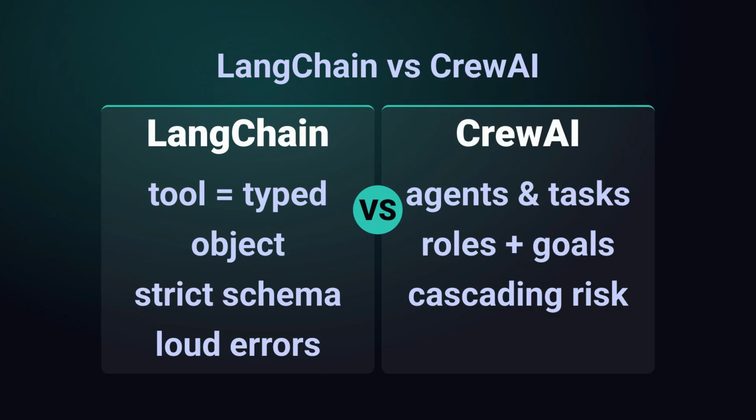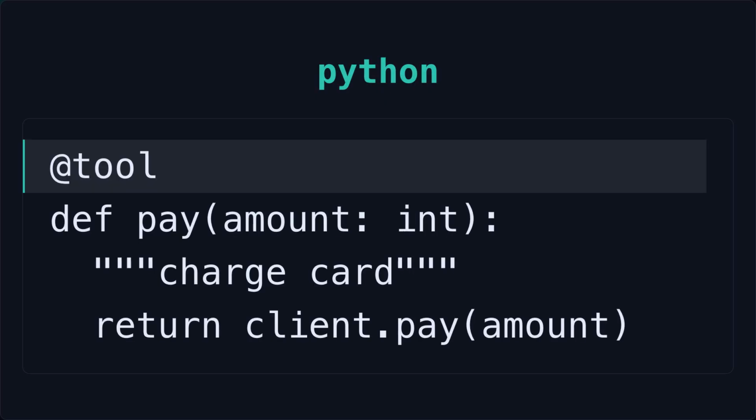LangChain treats a tool as a first-class, tightly specified object. You define it with a name, a description, and a schema, usually through a Pydantic model or the @tool decorator. That schema is powerful because the LLM reads it to decide arguments, and it validates inputs before they ever hit your function. But here's the catch.